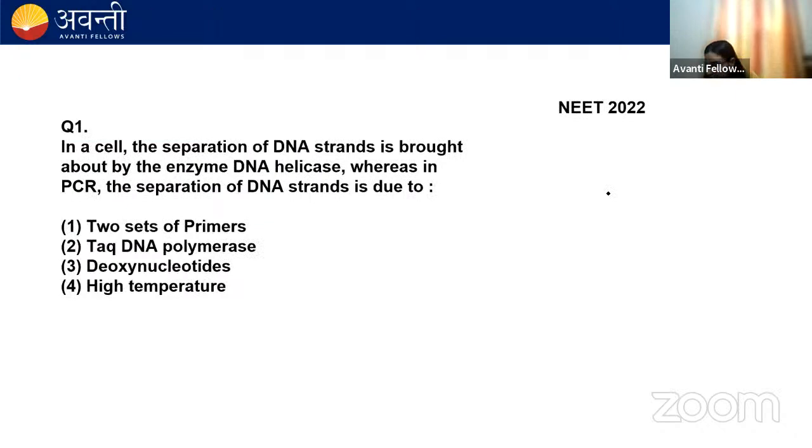Now let's discuss the question. Question 1 says, in a cell, the separation of DNA strands is brought about by the enzyme DNA helicase, whereas in PCR, the separation of DNA strands is due to: option 1 is two sets of primers, option 2 is Taq DNA polymerase, option 3 is deoxynucleotides, and option 4 is high temperature. What do you think? What will be the correct option?